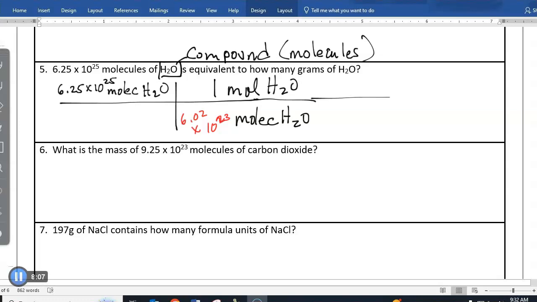All right. And so do we stop there? Does the question ask for mole? No, it doesn't. It's asking for grams. How many grams of H2O? So we got to take it one more step. 1 mole of H2O down here.